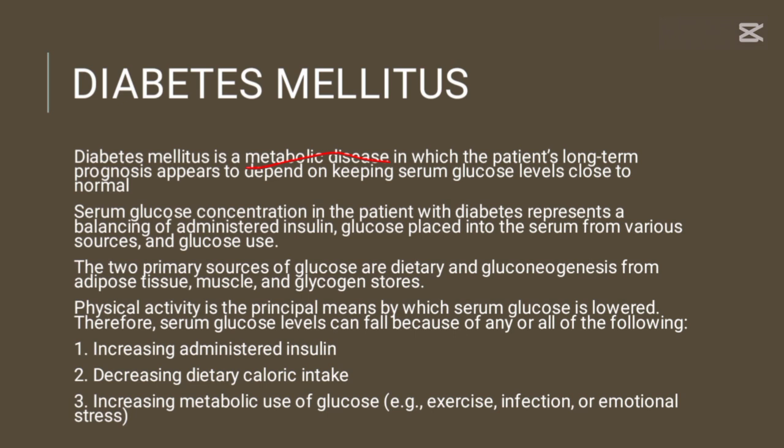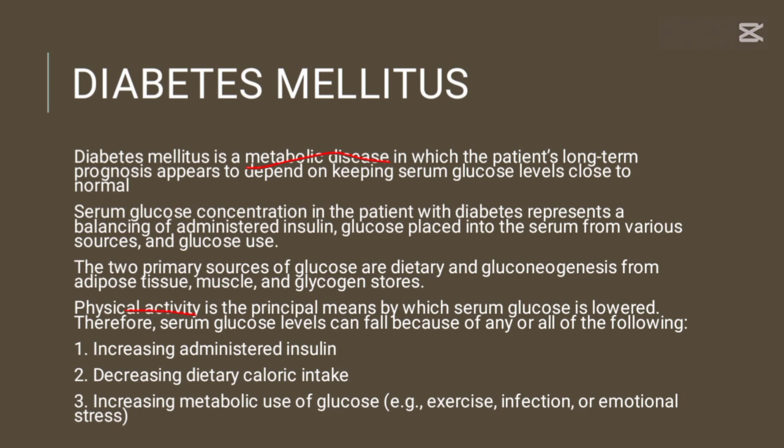Serum glucose concentration in diabetic patients represents a balance, and it depends on how much insulin you have administered. The primary sources of glucose are dietary intake, gluconeogenesis, adipose tissue, muscles, and glycogen stores; from these you can get glucose. Then you also have physical activity, which affects the serum glucose level.